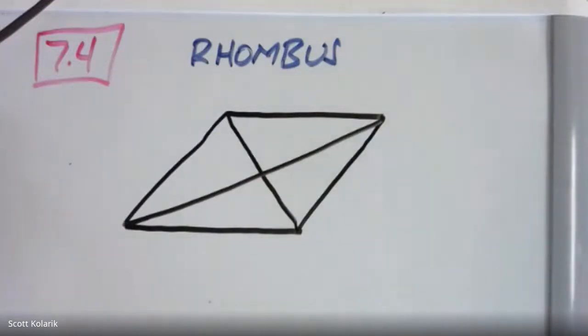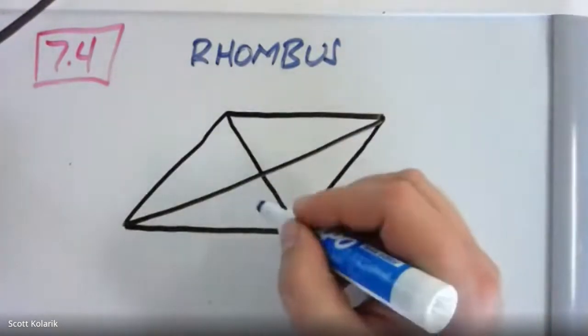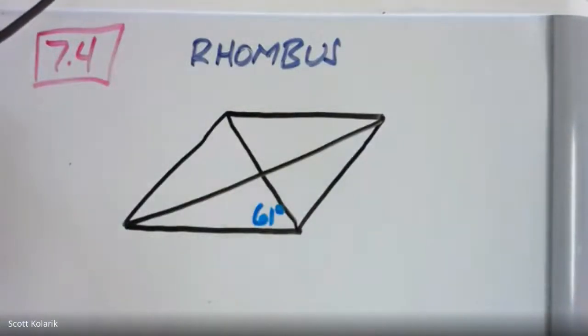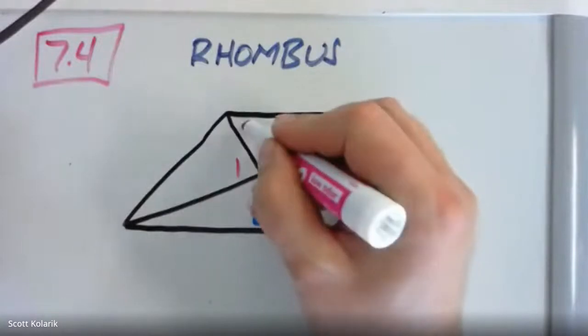And then we'll be given some information. This will be pulled directly from our notes. So this little sliver down here is 61 degrees. And then you're going to be given a couple of numbered angles you're going to be asked to solve for, like so.